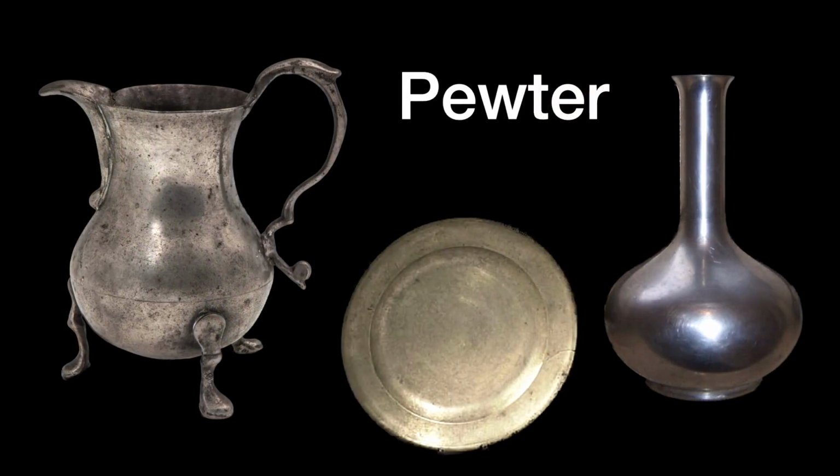Pewter is a malleable alloy composed of 85 to 99% tin, mixed with approximately 5 to 10% antimony, 2% copper, bismuth, and sometimes silver.